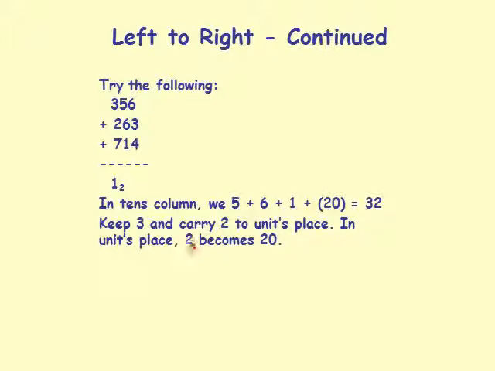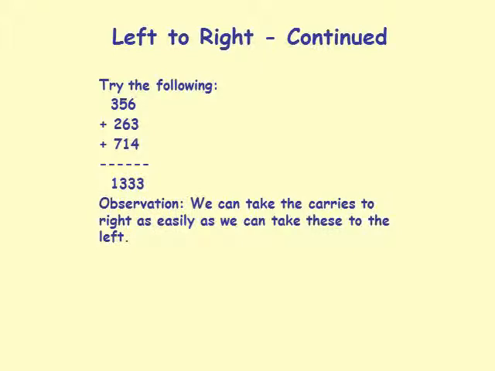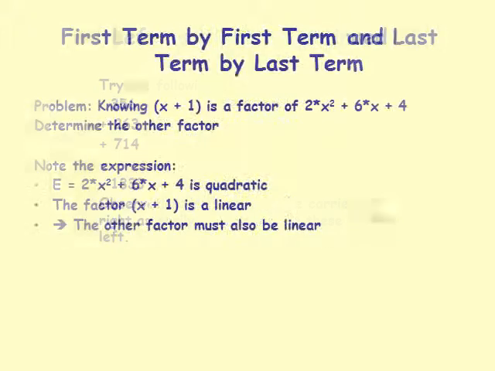And in the units place, this 2 becomes 20 again. So we note the 3 and carry for the units place. In the units place, we have 6 plus 4 plus 3. We added 6 plus 4 first because I know that's 10, and 3 after. So 6 plus 4 plus 3 is 10 plus 3, 13, plus 20, 33. The answer is 133. Observation: we can take the carry to the right as easily as we can take it to the left.